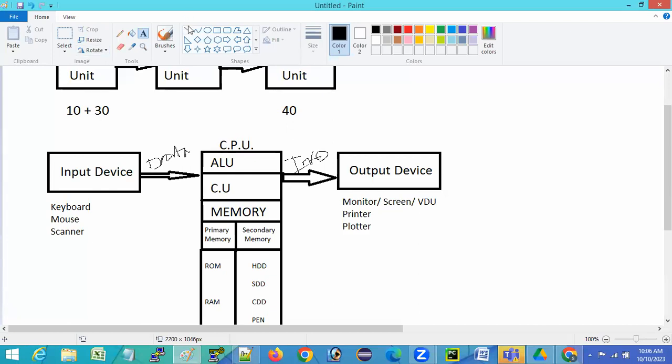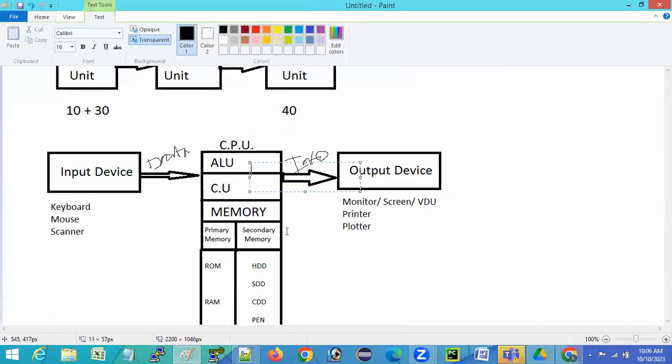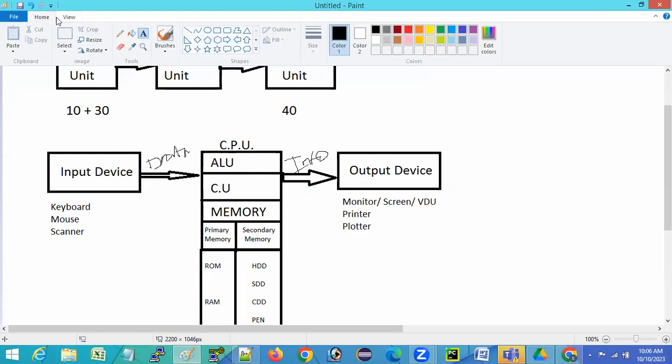After the completion of ALU processing, then it will be transferred to, where has it been transferred? It has been transferred to CU. The result of ALU will be transferred to CU. What is that CU? CU का मतलब control unit.